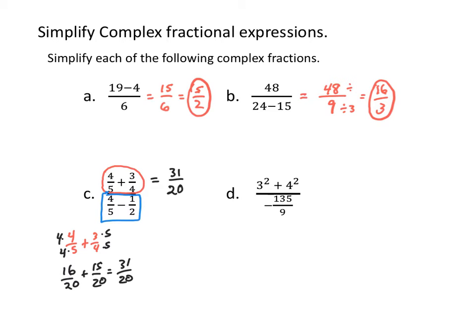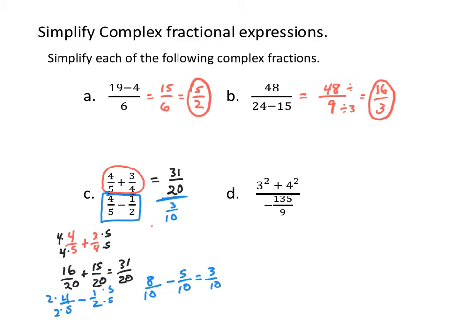So that math problem is going to be, let's see, 4/5 minus 1/2. With the common denominator, I'm going to multiply that one by 2s, this one by 5s. So it's going to be 8 over 10 minus 5 over 10. That's going to be 3 over 10. Okay, now I have a complex fraction that I can divide.